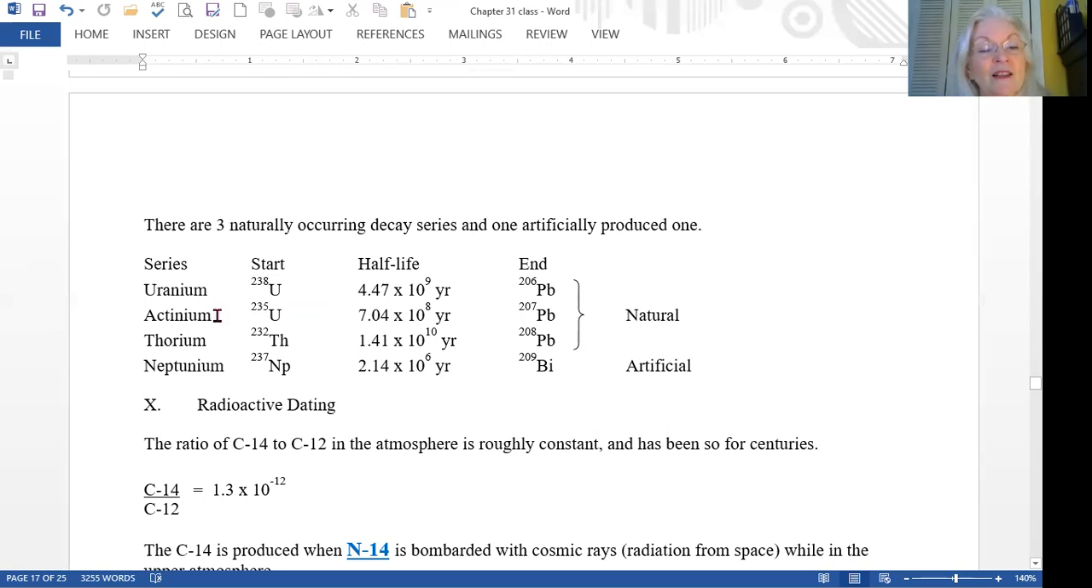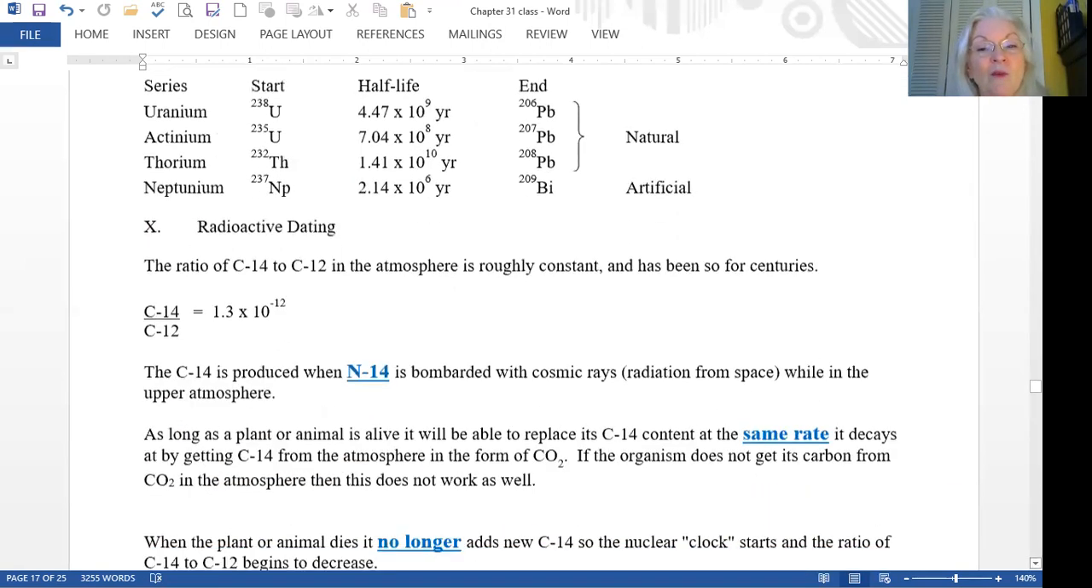And you'll notice that they're given names. The first one is the uranium series. The second is actinium, not because it begins with actinium, but because we already used uranium, and actinium is the second isotope created in the list. It's the first daughter. All right, let's talk a little bit about radioactive dating.